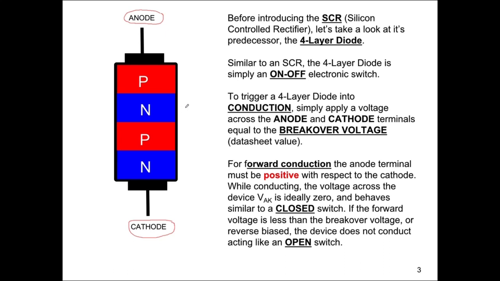In order to initiate conduction, the anode has to be positive with respect to the cathode, which would be negative. When the anode is more positive than the cathode by a critical value called the breakover voltage, then the thyristor, the four-layer diode, will start conduction and behave very similar to a closed switch.